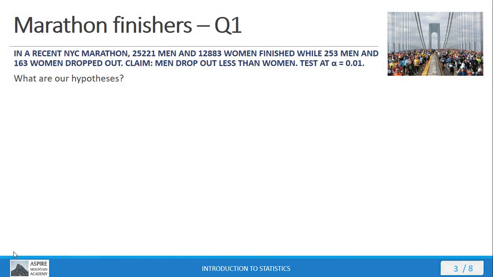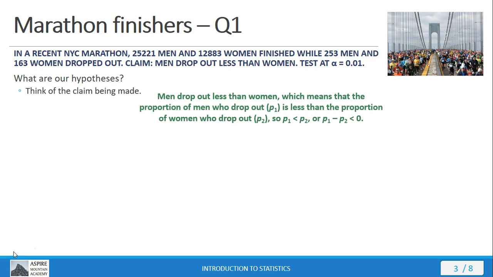First of all, we're going to form our hypotheses. As always, the first thing we think about is the claim. The claim here is that men drop out less than women. Since the men are mentioned first, they're going to be sample 1, with the subscript 1. The women are mentioned second, so they're going to have the subscript 2. So the proportion of men dropping out is less than the proportion of women who drop out. So p1 is going to be less than p2, or p1 minus p2 is going to be less than 0, because the proportion of the men, p1, is less than the proportion of the women.